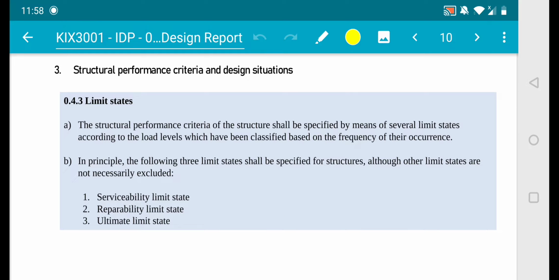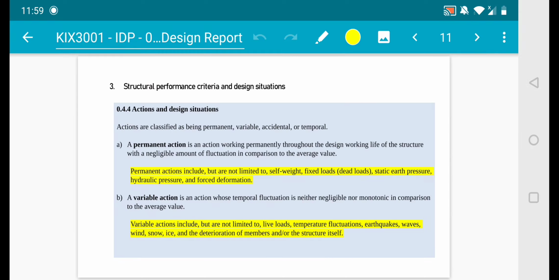Now let's move on. These are the things that you've been briefed in your RC design, where in principle you have 3 types of limit state for your design of your structure. First is the serviceability limit state, repairability limit state, and lastly is your ultimate limit state. So you should be well versed about this during your design of your structure.